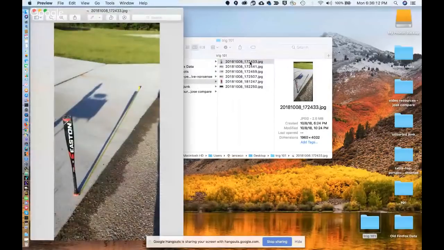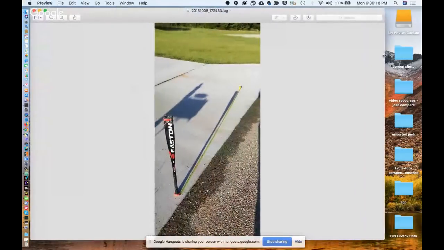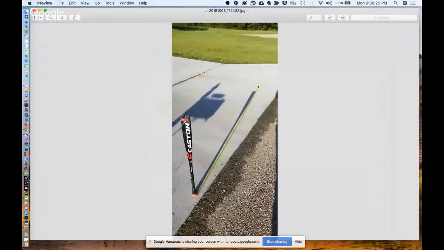This is basically my setup. I have a baseball bat standing up in the driveway, and it is casting a shadow. And what we want to do is determine the height of this bat, which we already know, so we'll be able to verify our calculation, against this shadow right here.